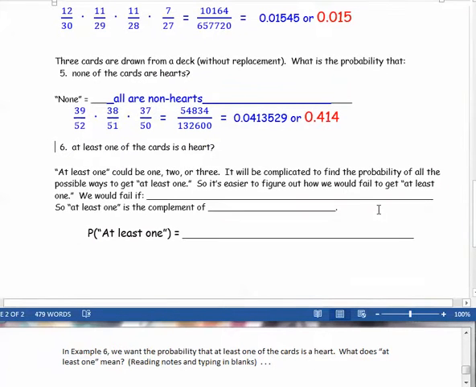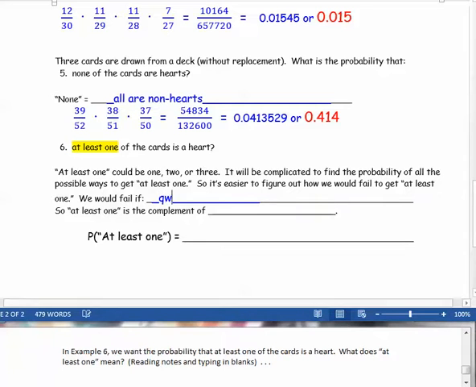In example 6, we want the probability that at least one of the cards is a heart. What does at least one mean? Well, at least one could mean out of the 3 cards that either 1 or 2 or 3 are hearts. It's complicated to find the probability of all the possible ways to get at least one. So it's actually easier to figure out how we would fail to get at least one. Well, when would we fail? If we get any, we have at least one, so we would fail if we don't get any.